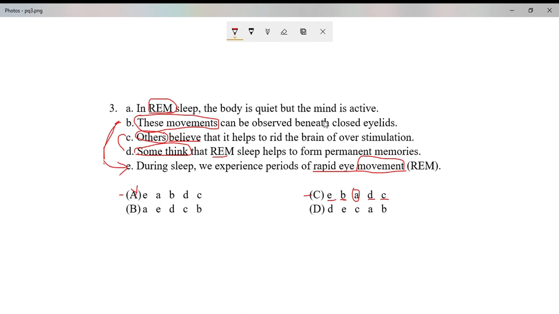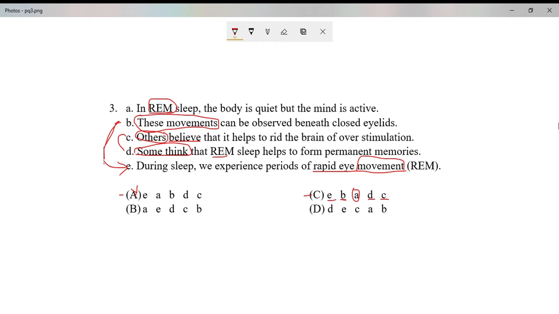In REM sleep, the body is quiet, but the mind is active. It's telling us what happens in REM sleep. So it's telling us rapid eye movement. These movements can be observed. E then B. In REM sleep, what the body actually does, and then people's thoughts about it. Some think, others believe. Again, I'm keying in on some reference words. When we're establishing logic in a paragraph, there's a certain order that our ideas should go in, and these reference words show us what that logical order should be.